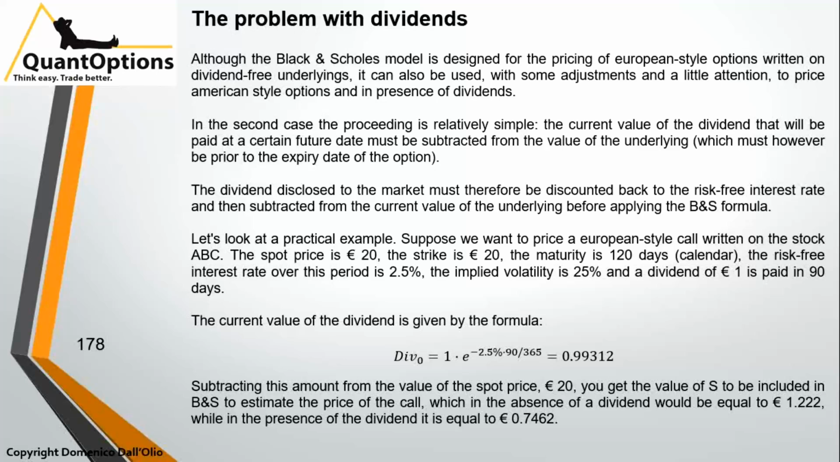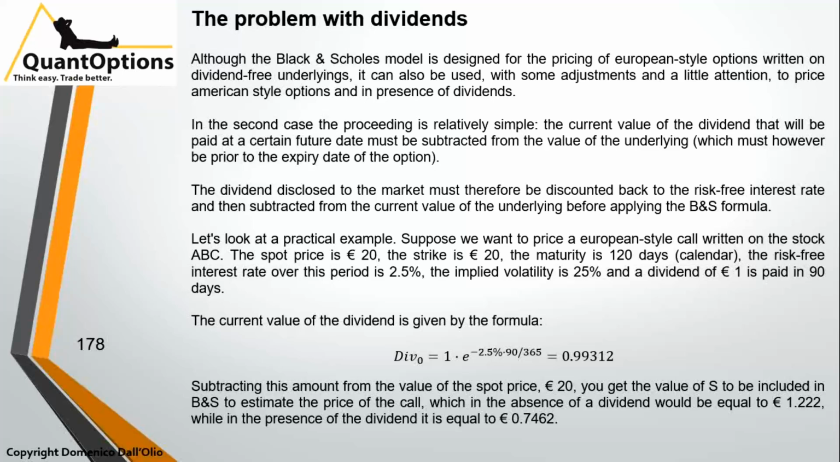Let's look at a practical example. Suppose we want to price a European style call written on the stock ABC. The spot price is 20, the strike is 20, the maturity is 120 calendar days, the risk-free interest rate is 2.5%, the implied volatility is 25%, and a dividend of €1 is paid in 90 days, so between today and the maturity of the option. Otherwise, we could ignore it, of course.